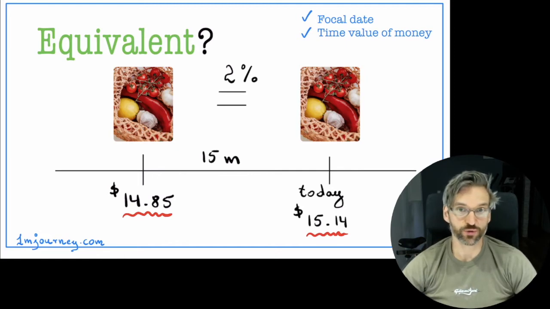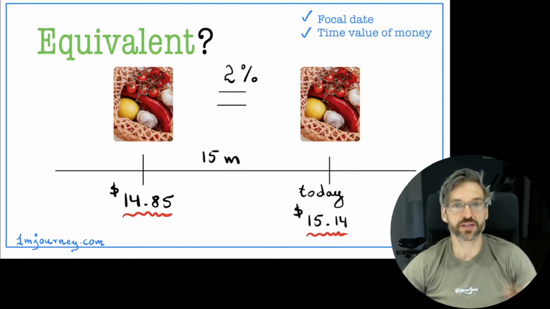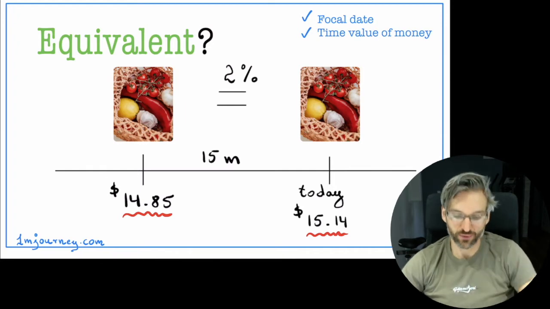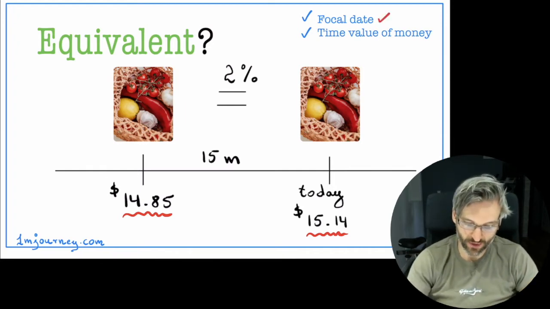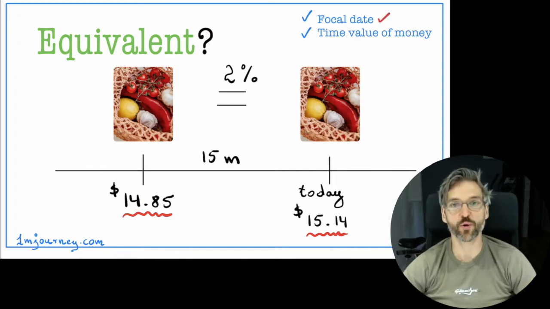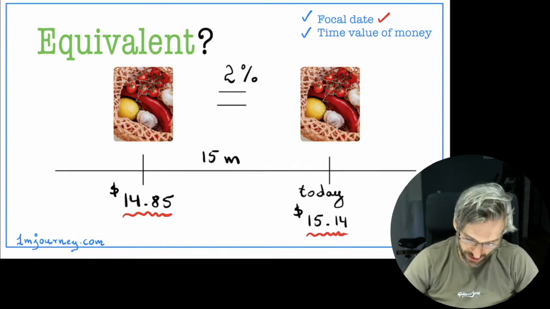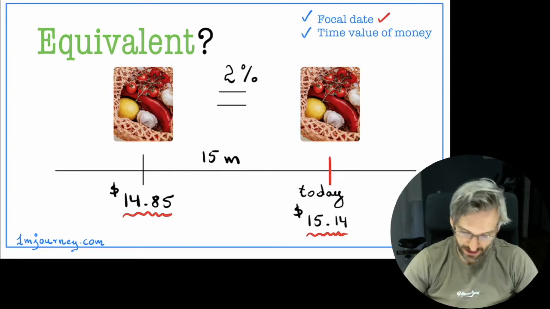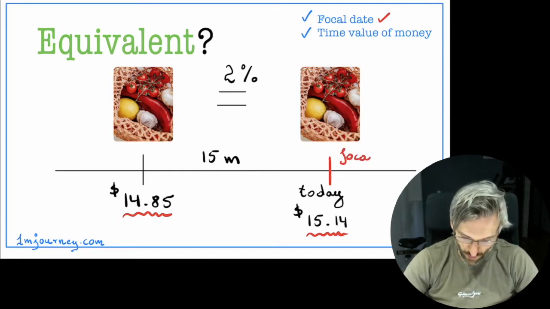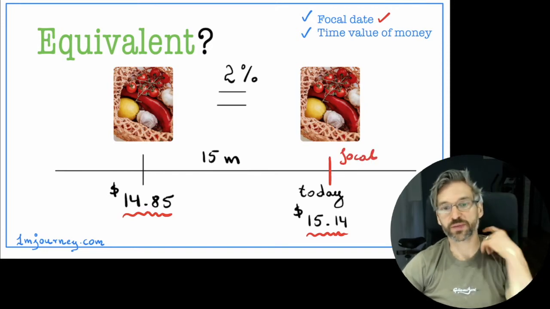Are they the same in any way? Well, in order to do that, I have to bring them to the same date. And we call that the focal date, right? So we're putting it in focus. Now, you can pick that date arbitrarily. It could be anywhere, but most of the time we try to pick it so that it's convenient. In this case, I will pick today. So today will be my focal date, and I'm going to be comparing.